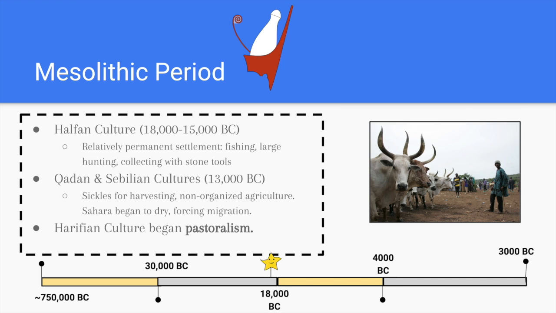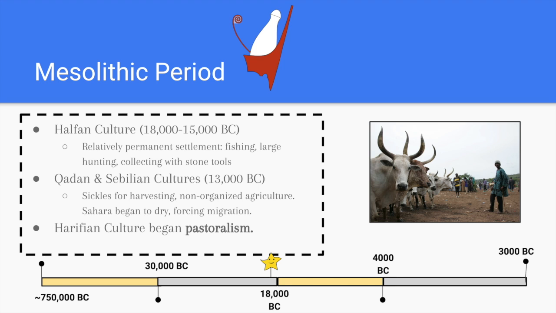Moving on to the Mesolithic period, which is kind of in the middle of the Stone Age, we see the rise of Halfin culture. And at this time period, we're at 8,000 to 15,000 BC. We're seeing more permanent settlement. The people are relying on fishing, large mammal hunting, and collecting with stone tools.